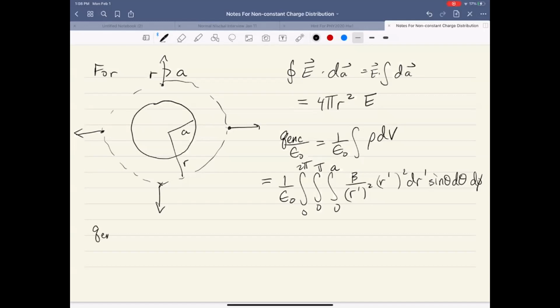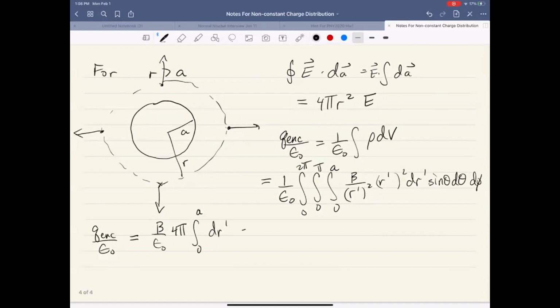So now, pull my constants out front. I have B over epsilon naught. My angular quantities integrate to give me 4 pi, just like before. Told you I wasn't going to do it again. Okay, my R prime squareds cancel out top and bottom again. And so I'm just integrating over dr prime, and I'm doing that integral from 0 to A. So I end up with 4 pi BA over epsilon naught.